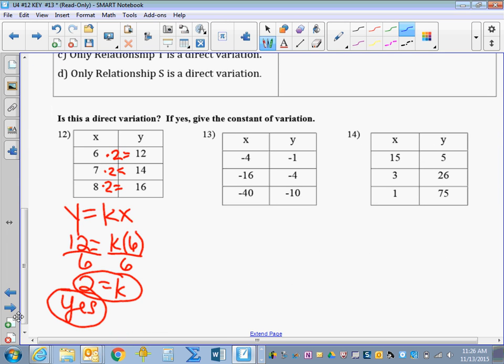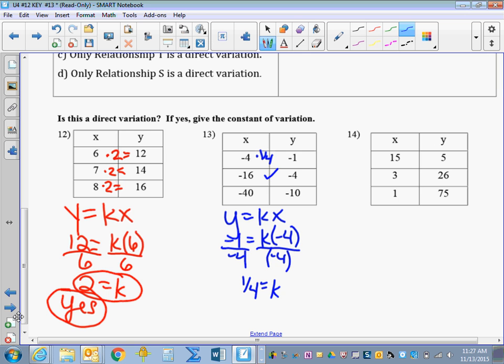Alright, so same idea with 13. -4 times what gives me -1? If you're not sure, go ahead and set up your equation. We're looking to see if it does indeed follow this equation here: y equals k times x. Alright, y is -1, and x is -4. When I divide by -4, then I get k is 1/4. So I know I multiplied by 1/4 here. Let's see if that works for our other ones. -16 times 1/4 is indeed -4. -16 divided by 4 is indeed -4. So that works there.